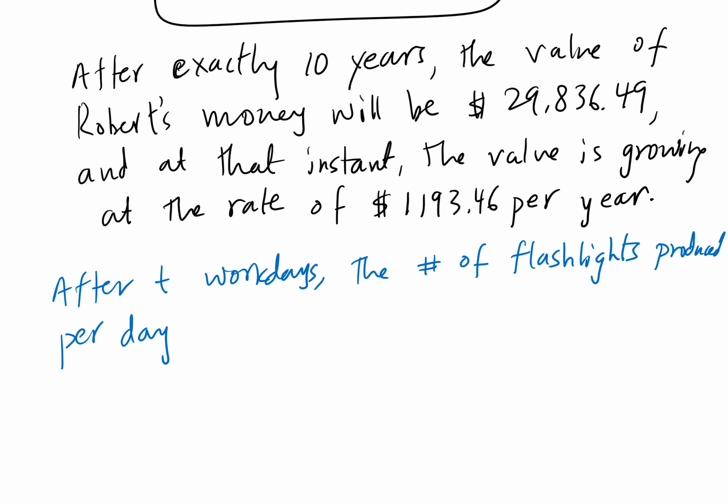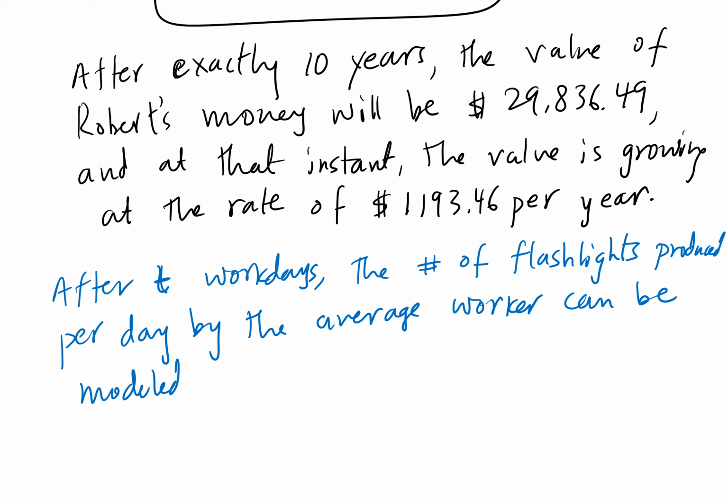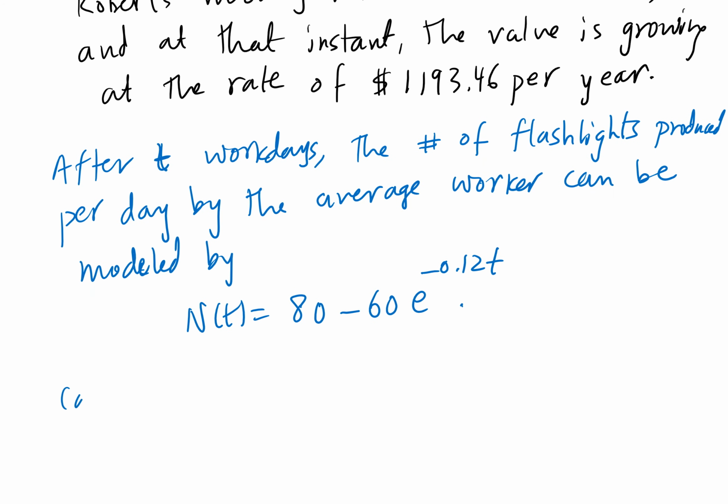per day by the average worker can be modeled by the equation n of t equals 80 minus 60 e to the negative 0.12 t. Part A, find n for t equals 1, 5, 10, 20, and 30.